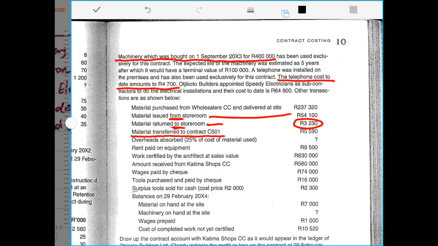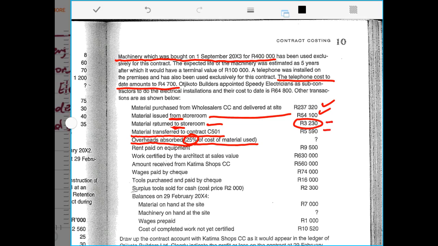Then the next entry says overheads absorbed. It says overheads absorbed at 25% of the cost of the material used. So we need to know the material that was used, and we multiply this by 25%. We need to know what was purchased, of which we know the purchase, and we know the transfers, which will be minus and minus.